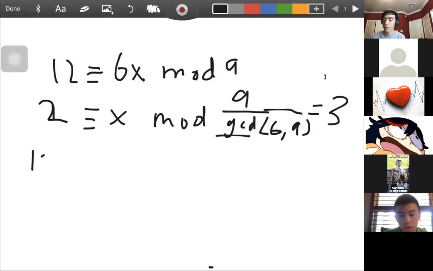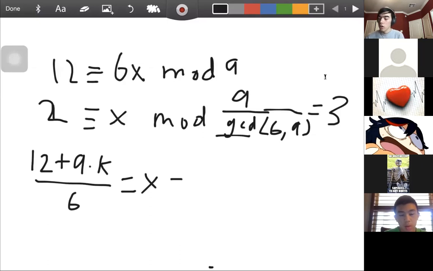We can work this out with the second method as well. We have 12 plus 9 times k, divided by 6, must be equal to x, an integer. So 12 plus 9 times k is always divisible by 3. So what we can do is divide by 3, and we get 4 plus 3k over 2.